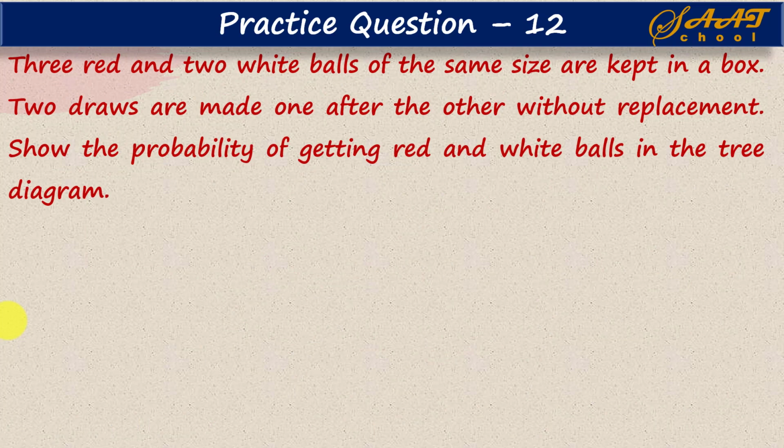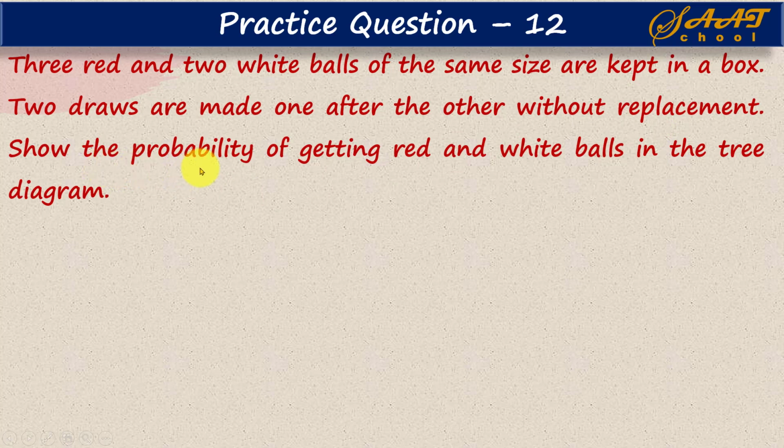So this is practice question 12. Again, this is for the tree diagram. The question is 3 red balls and 2 white balls are there in a box. So 3 red balls, 2 white balls of the same size are kept in a box. 2 balls are drawn one after another without replacement. So there is no replacement, meaning if you draw a ball, then you have to reduce 1 ball in the box. All together we have 5 balls, 3 red and 2 white. So 2 balls are drawn one after the other without replacement. So this is very important.